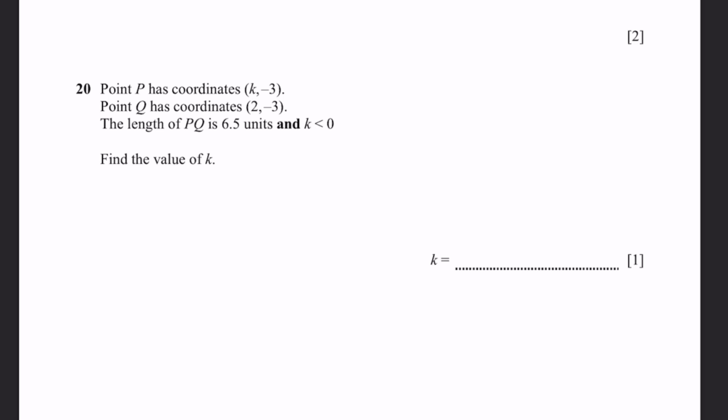Question 20. Point P has coordinates k, minus 3. Point Q has coordinates 2, minus 3. The length of PQ is 6.5 units and k is less than 0. Find the value of k. Because they both have the same y value, the x value is different, and the x value has a difference of 6.5 units. So either k minus 2 is equal to 6.5 or 2 minus k equals 6.5.